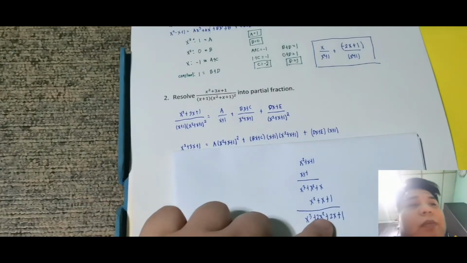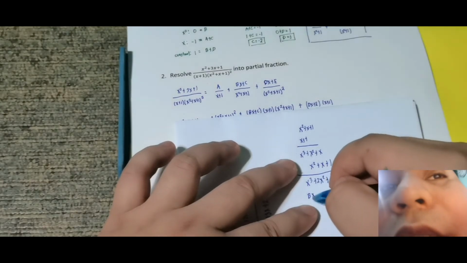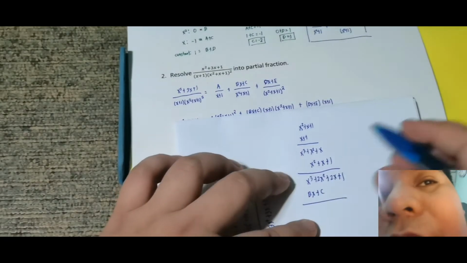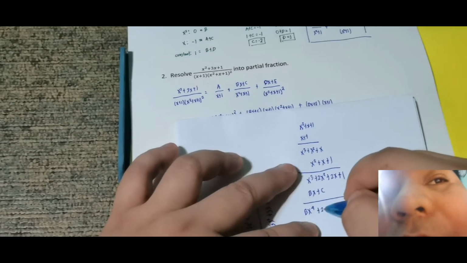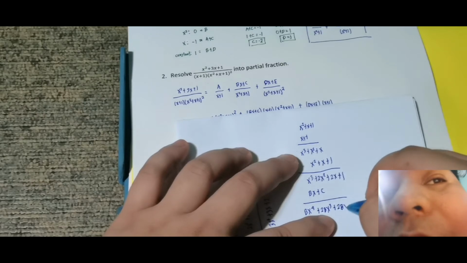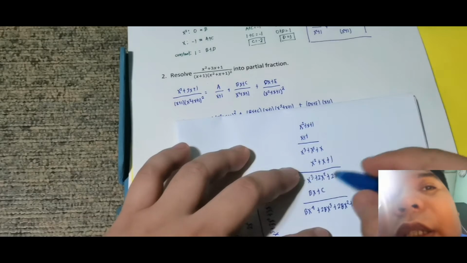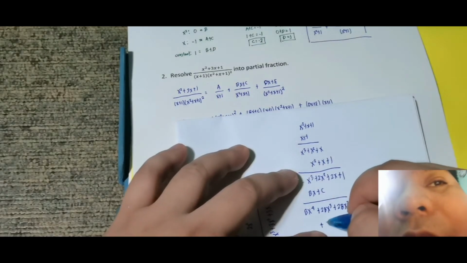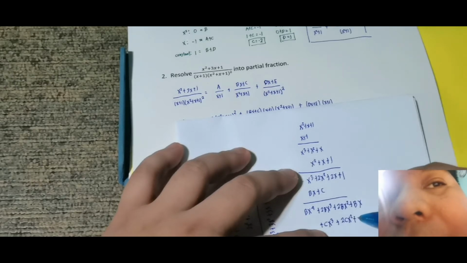Next, i-multiply natin siya sa bx plus c. So this is bx plus c. So this is bx to the fourth plus 2bx cubed plus 2bx squared plus bx. Next, plus cx cubed plus 2cx squared plus 2cx plus c.